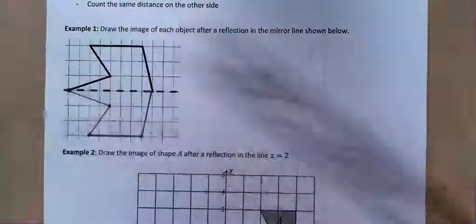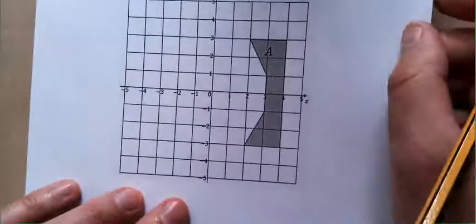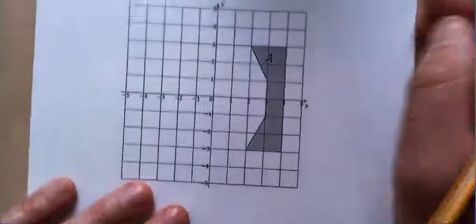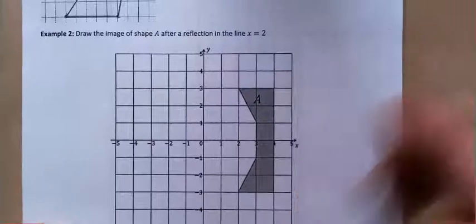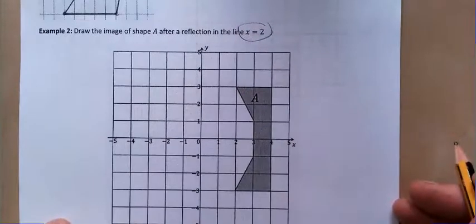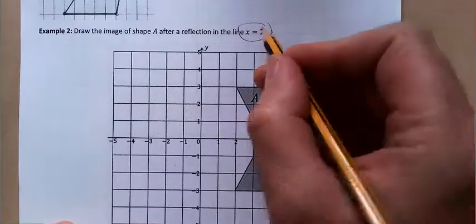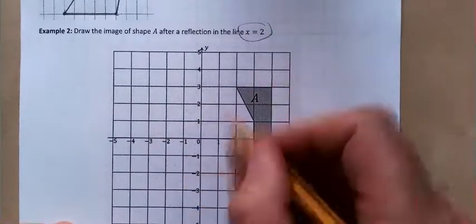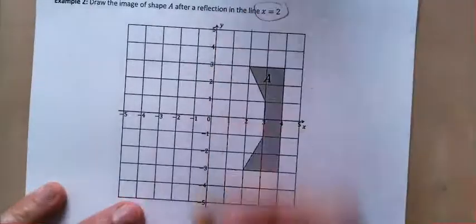Okay. Next one, draw the image of shape A after a reflection in the line x equals 2. Now by far the hardest bit of this is this bit here. It's the line x equals 2. So the line x equals 2 is a line on the coordinate plane. You can see there's a change here from just squares to actually going to kind of x and y axis here. Y axis, x axis.